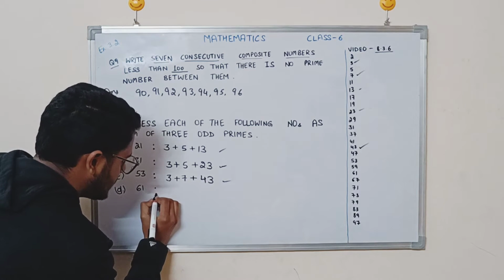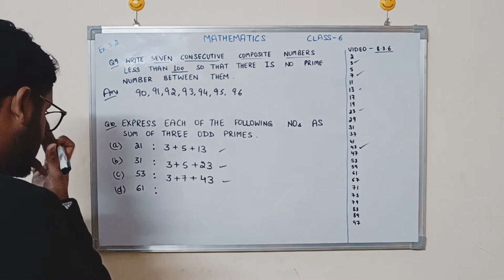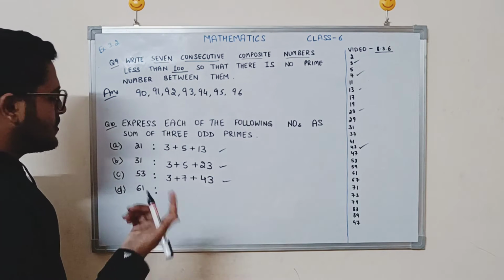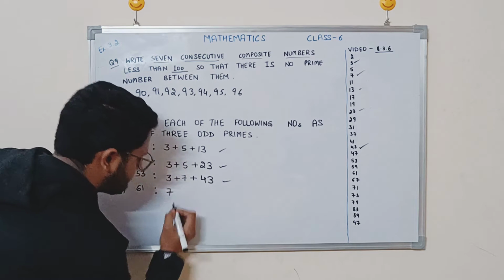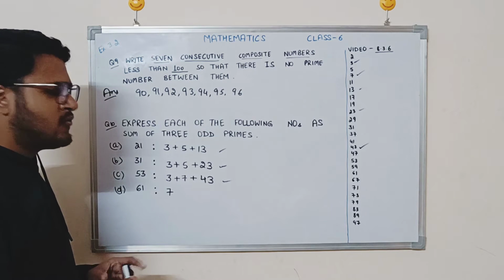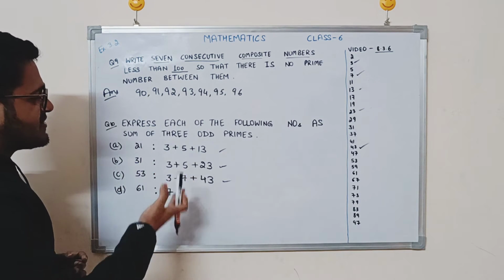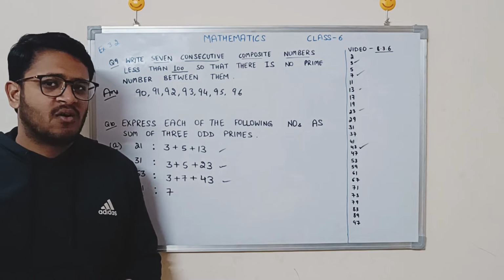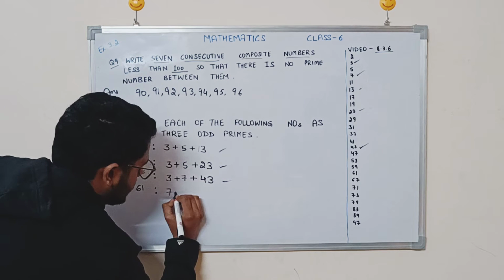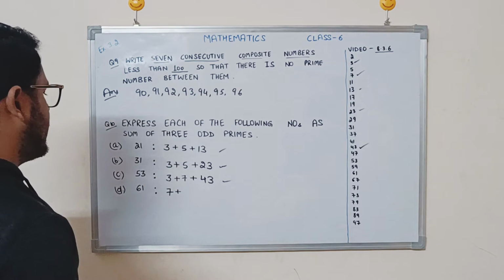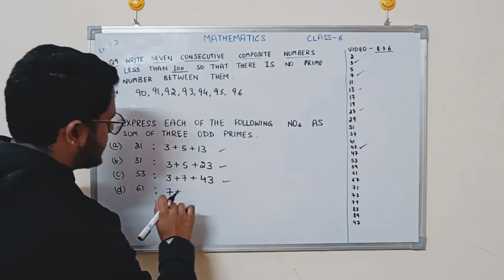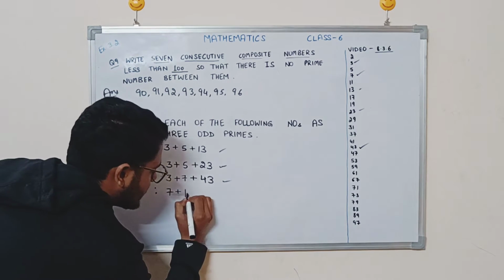Now let's try with 61. So this number is big. Let's again try with, let's say, 7. There is no specific rule for trying these numbers. We can try any combination. It's not necessary that the combination I am making is the only combination. There can be other combinations as well. So first I am trying with 7. Let's say I take 11.